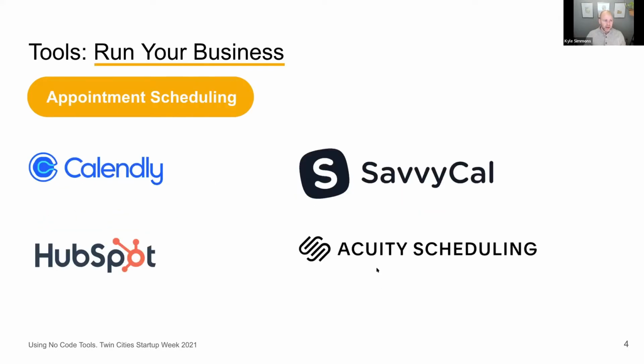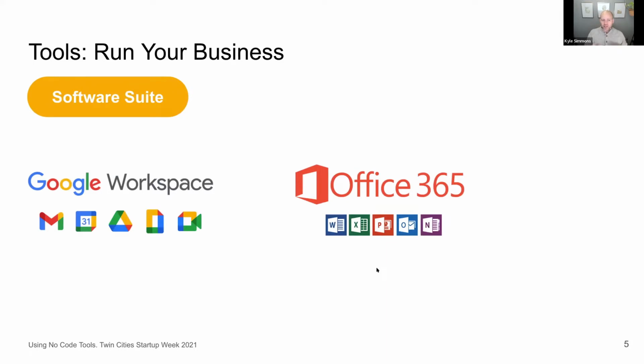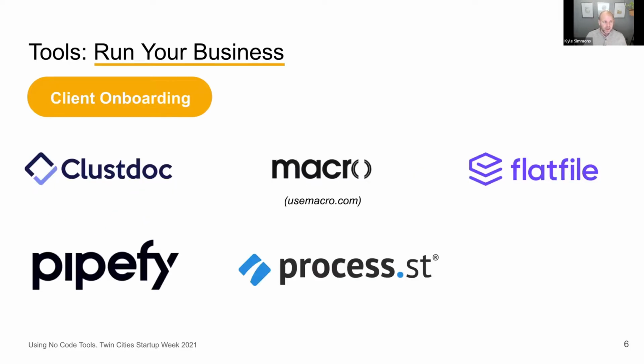Next, we've got your software suite to just run your business. Obviously Google and Office 365. Those are the two primary ones. A lot of people don't actually think of these as no-code tools, but when you get down to it, they tick all the boxes of what a no-code tool is. So you can trigger emails, you can trigger calendar events, you can save stuff to Drive, documents, all that stuff. Similarly with Office 365 Online. So they tick all the boxes of no-code tools, even though a lot of people don't first think of these as no-code tools.